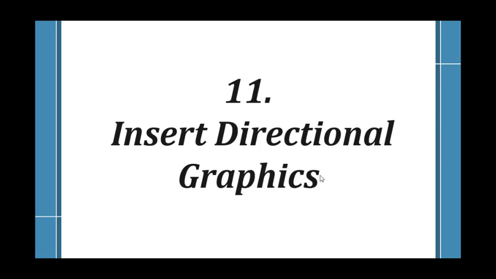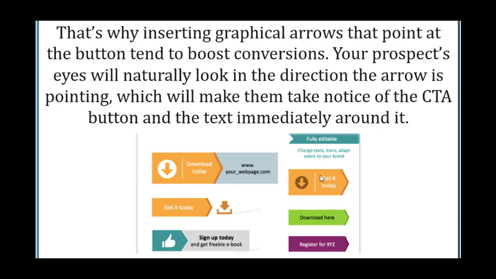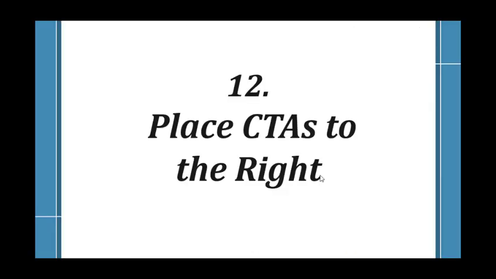Number 11, insert directional graphics. Now, part of boosting your click-through rate is making sure the CTA button is easy to see. That's why inserting graphical arrows that point at the button tend to boost conversions. Your prospect's eyes will naturally look in the direction the arrow is pointing, which will make them take notice of the CTA button and then the text immediately around it.